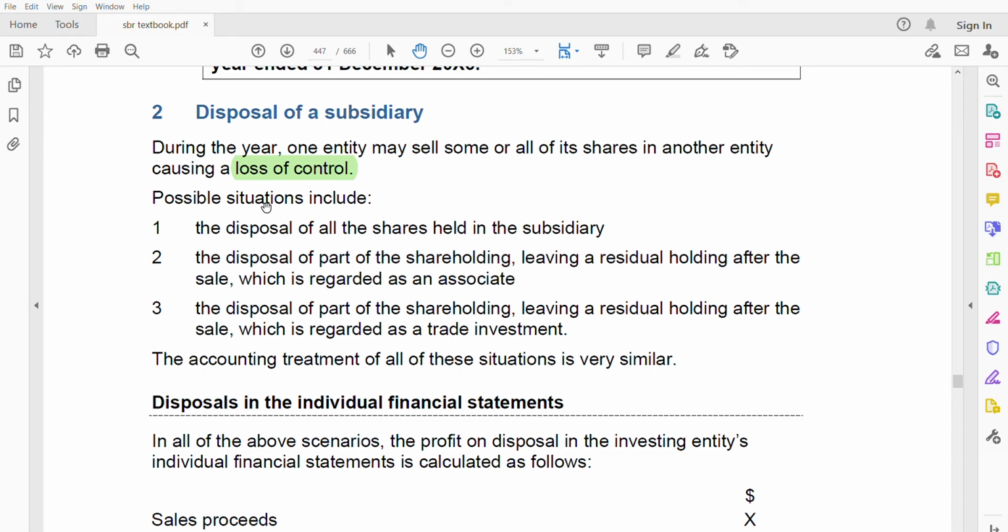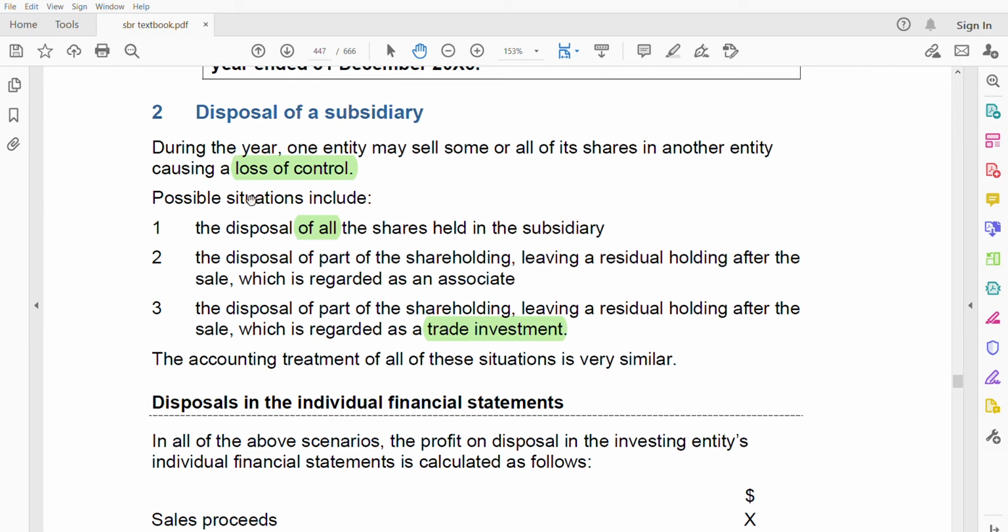First scenario, disposal of all shares. You're disposing completely, 100% from 100 to 0. Second, disposal of part of the shareholding. Okay, you're selling not entirely, but when you're selling it, it reduces below 50%. So whatever is remaining will be regarded as an associate if it's more than 20 and less than 50, or it could be regarded as a trade investment. That means you have to deal with it under IFRS 9 if it's less than 20%. But the accounting treatment for all these three situations is the same when it's a loss of control. Remember that.